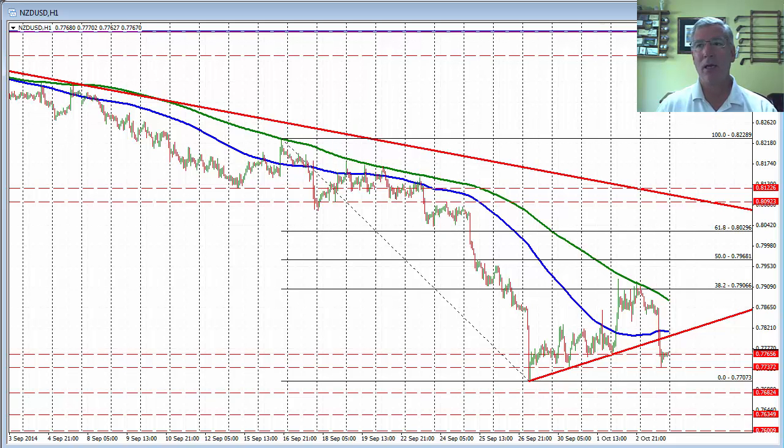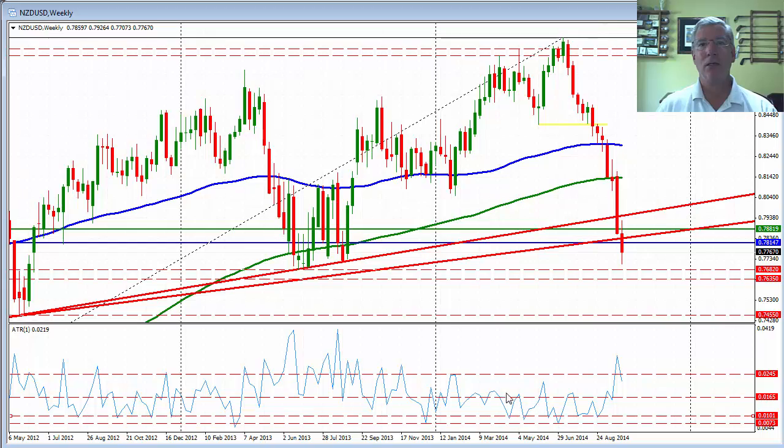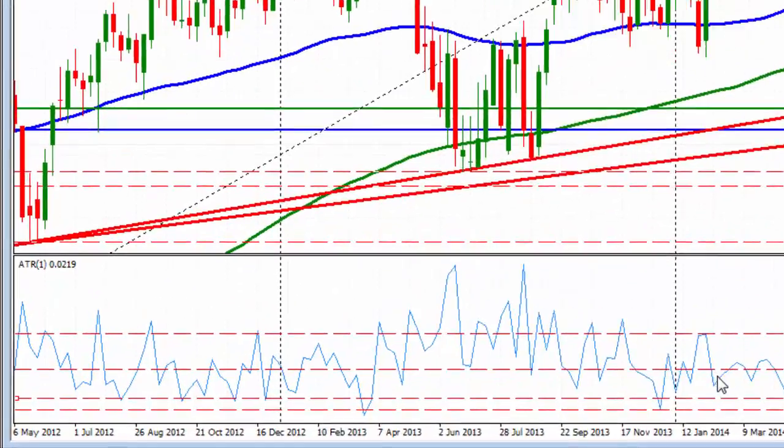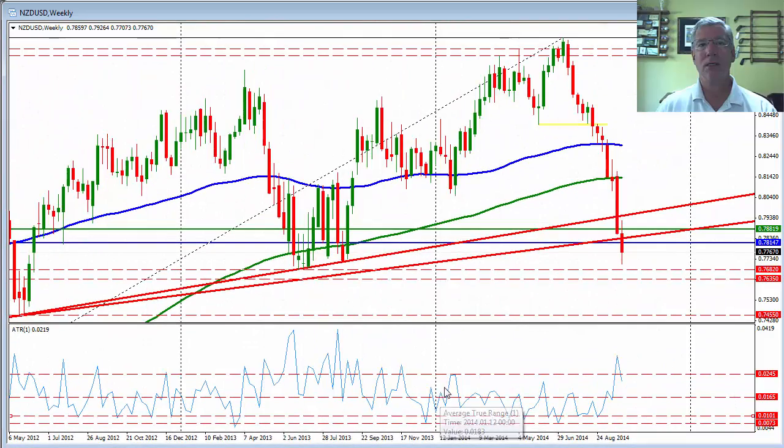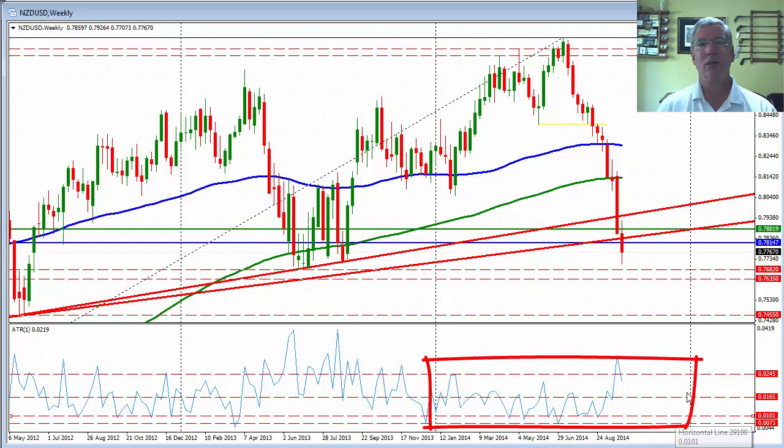Now, how low can we go? I go to the weekly chart and take a look at the average trading range for 1 week, just 1 week. That gives us the range for each week, so you can eyeball over time the ranges for the New Zealand versus US dollar on a weekly basis. If we look at this year alone, we have a high of about 245 pips and a low of about 73 pips.